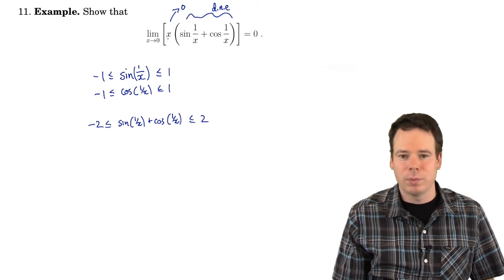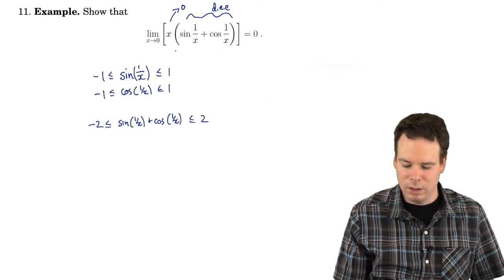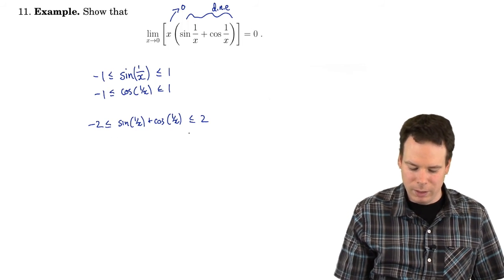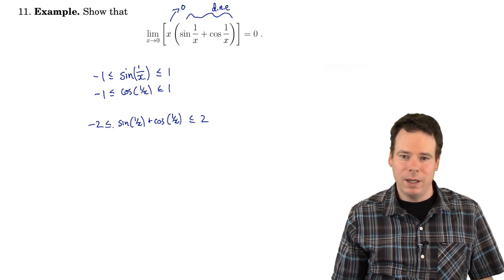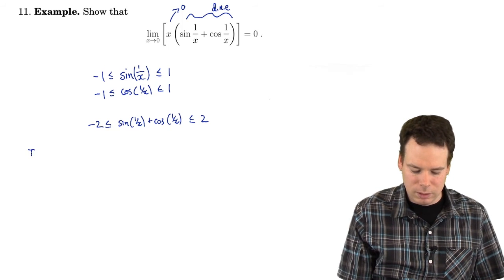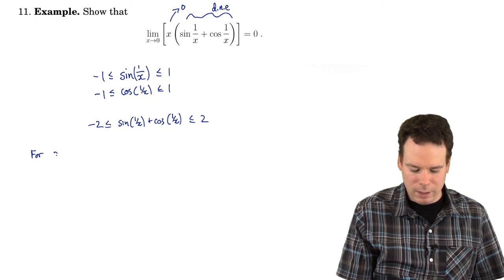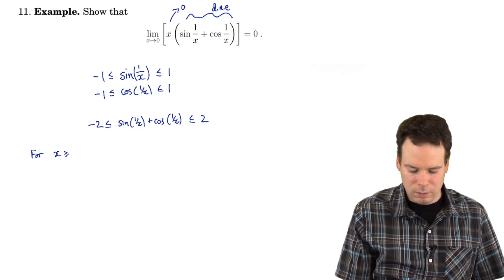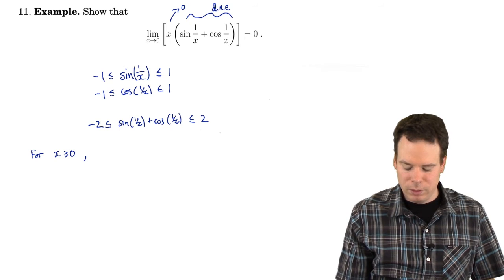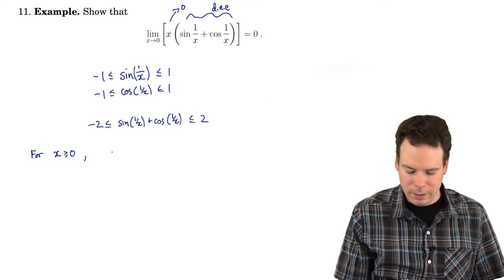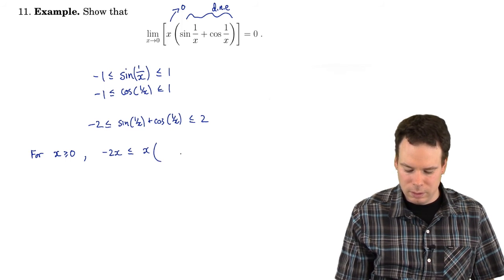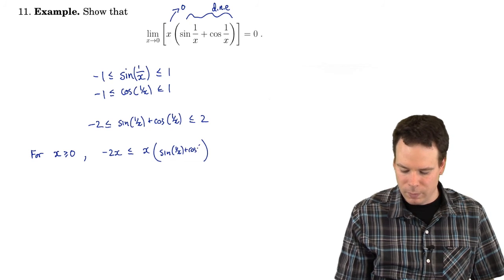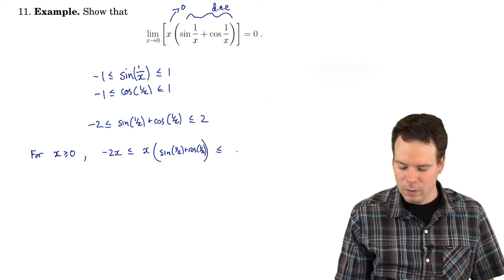Now what I want to do is multiply by x, because that's really the function I'm trying to study. So if I multiply through these inequalities by x, well, I have to be careful. I will change the direction of the inequality if x is negative. So we're going to consider a couple of cases. For x bigger than or equal to 0, we can multiply through these inequalities by x itself, and I don't have to change the direction. So this is negative 2x less than or equal to x times sine of 1 over x plus cos of 1 over x, which is less than or equal to 2x.